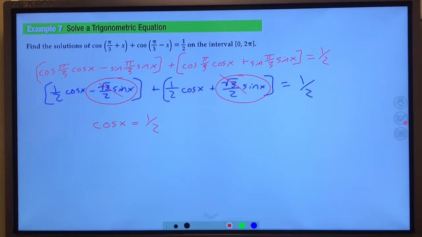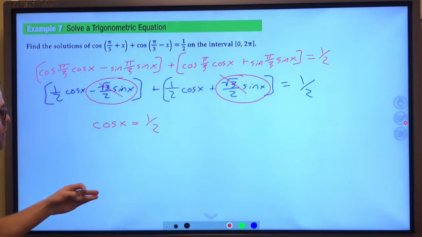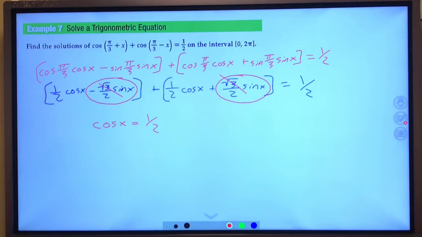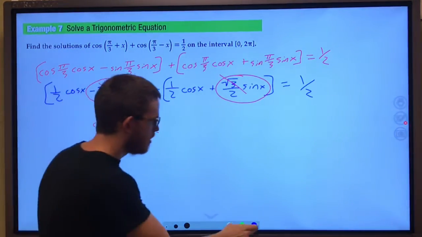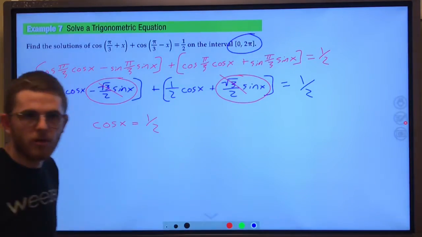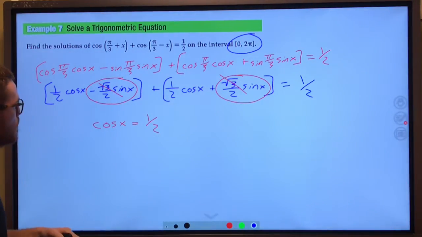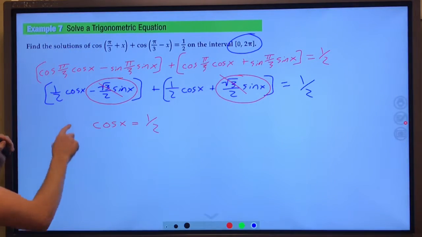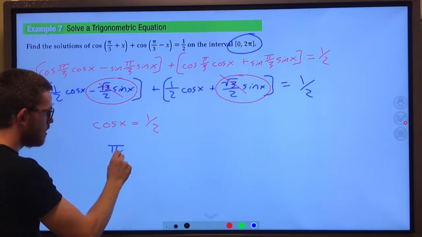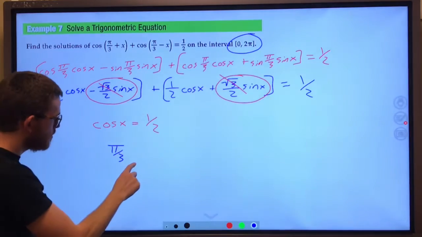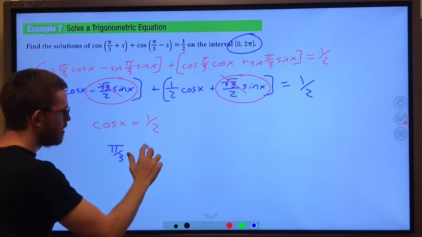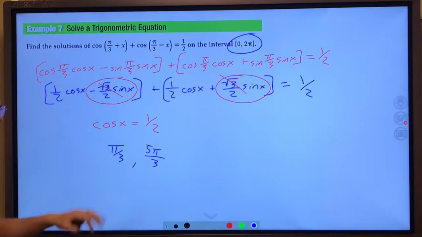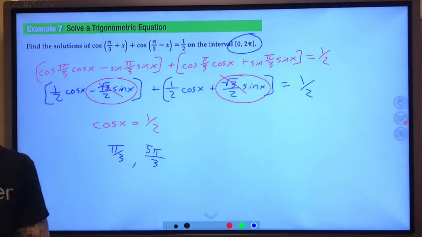And we know what cosine values give us 1/2. Because we're looking in 0 to 2 pi, on our unit circle, there's 2 times we get 1/2. One of them we've already been using, it's pi over 3. The other one, in that fourth quadrant, is 5 pi over 3. And so those are 2 values, and they do actually work.